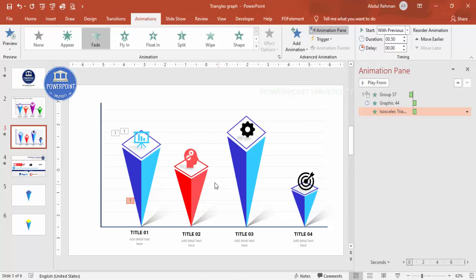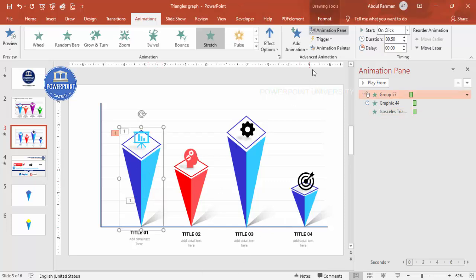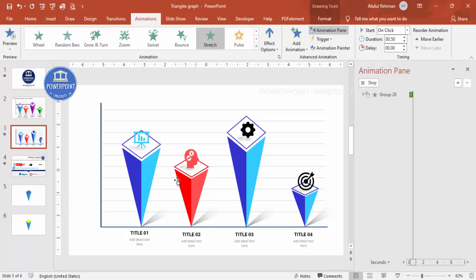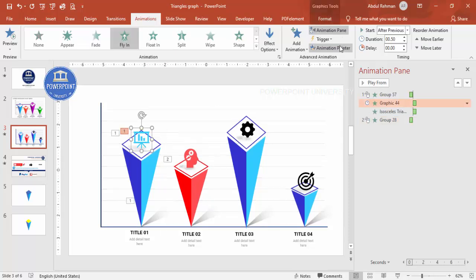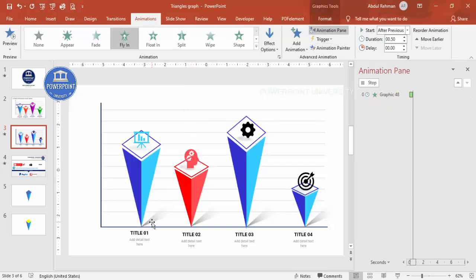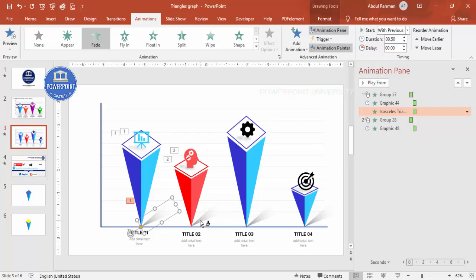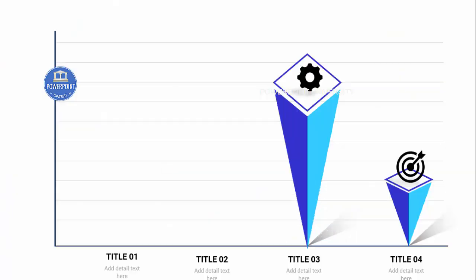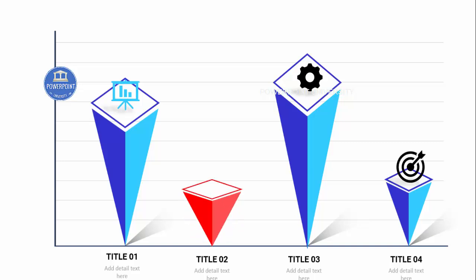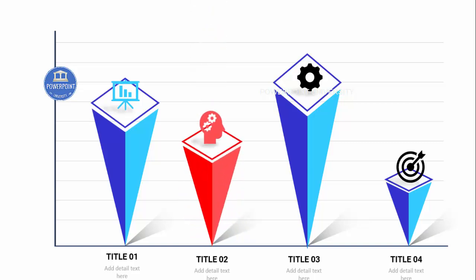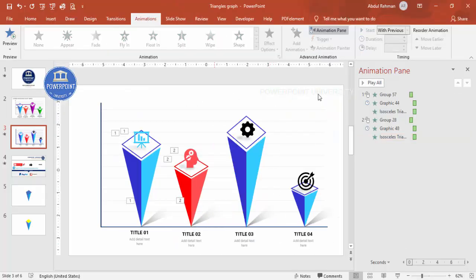So like this animation, you can just simply add it here. For this I can use the animation painter, and for this also I'm going to do this, and for this you can see here like this. So it comes something like this. All right, so this is a basic way of doing the animation in your slide.